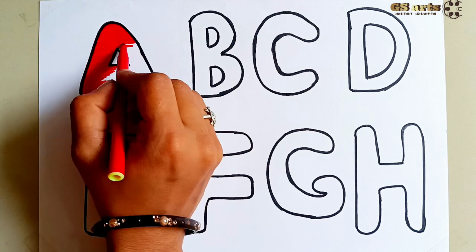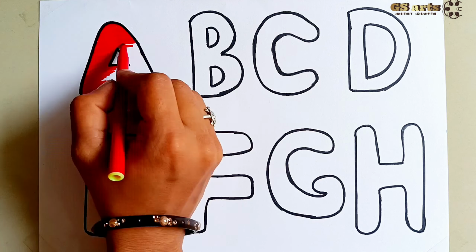Green. V, v, van. W is for window. W, w, window. X is for Xmas. X, X, Xmas. Y is for yellow. Ya, ya, yellow. Z is for zebra. Let's draw the letter Z.